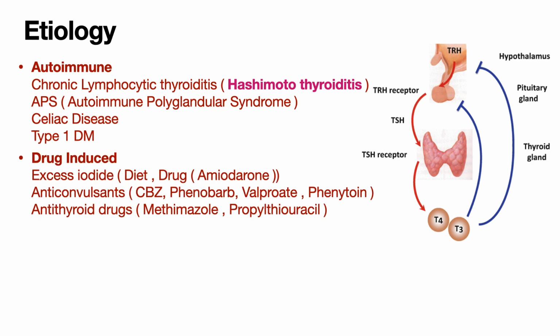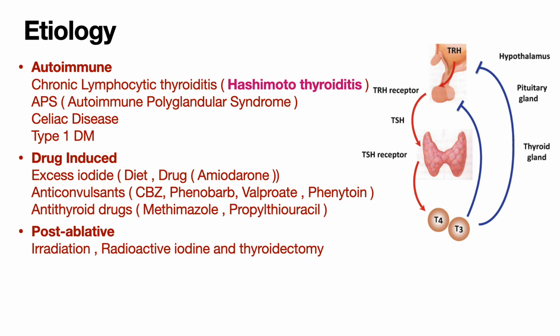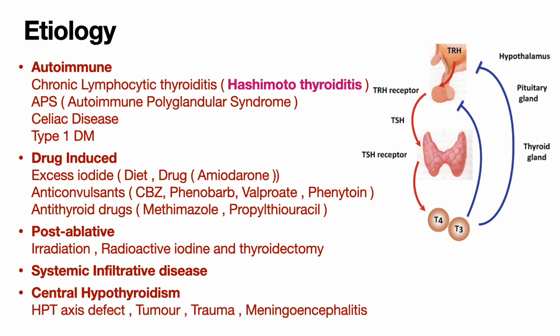It may be drug induced, like taking excess iodide, which may be in diet or in a drug like amiodarone. It may be because of anticonvulsants like CBZ, phenobarbitone, valproate, phenytoin, or because of anti-thyroid drugs like methimazole and propylthiouracil, or because of post-ablation, that is irradiation, radioactive iodine, or thyroidectomy being done. Systemic infiltrative disease may also show hypothyroidism. Central hypothyroidism, in which there is an HPT axis defect, tumor, trauma, or meningoencephalitis, may also show this.